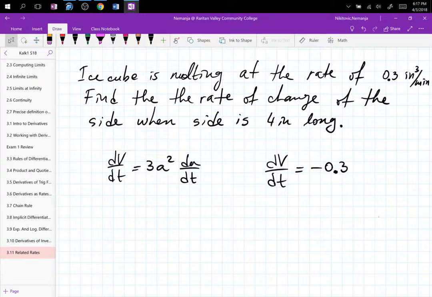If the ice cube is melting, it's losing water, it's getting smaller, therefore it's losing volume. So losing means negative, right? The ice cube is getting smaller, so negative 0.3. That would be the first clue that it's dV/dt. What's the second clue? Units. Inches cubed is a unit for volume, and minutes is the unit for time.